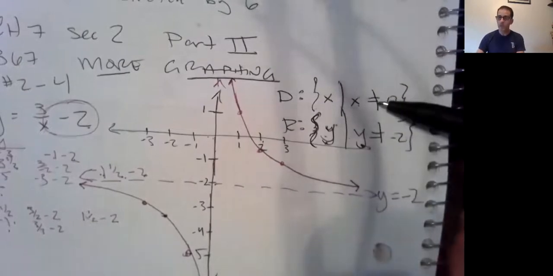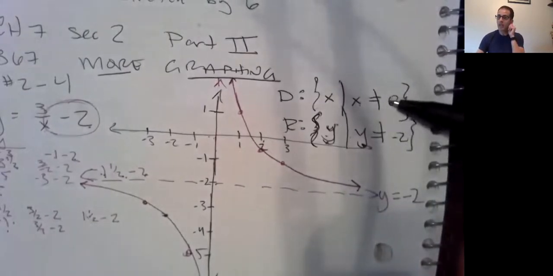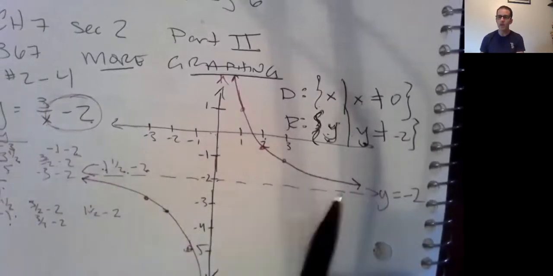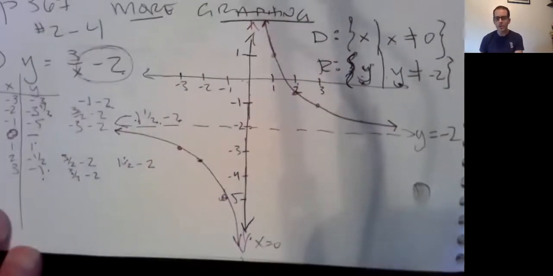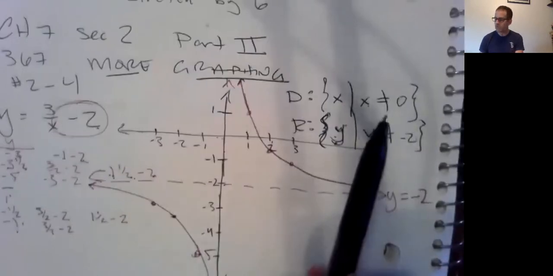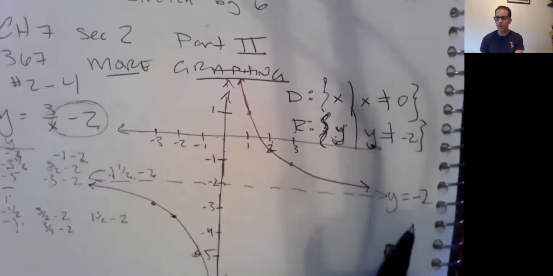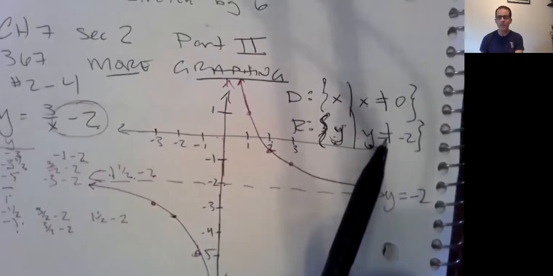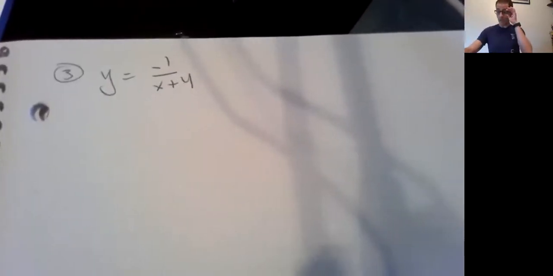Where are these numbers? Your domain, x can't equal the vertical asymptote. Your range, y can't equal the horizontal asymptote. Where else did you write these numbers? Oh, look, you wrote x equals 0 here. You write x doesn't equal 0 here. You write y equals -2 here. You write y can't equal -2 here. There's your domain and range. Okay, good thing I remember that before we got too far. Hopefully I remember it for number 3. It's really fun talking about domains and range.